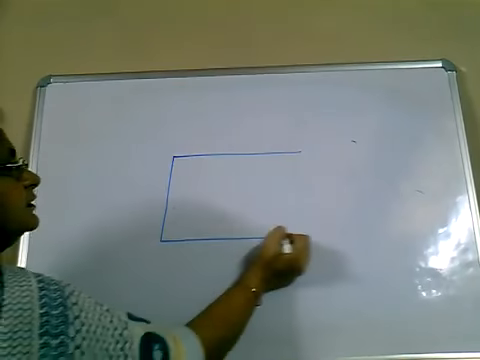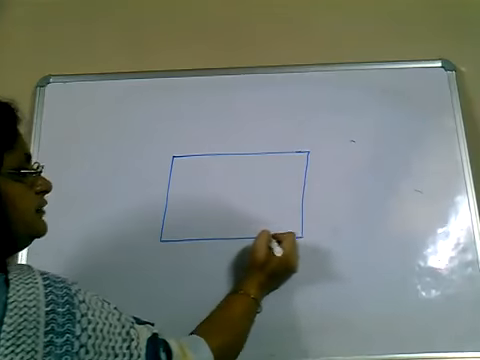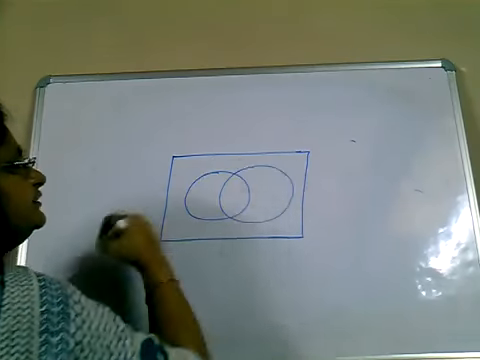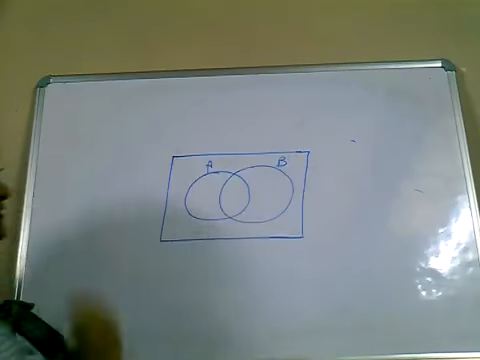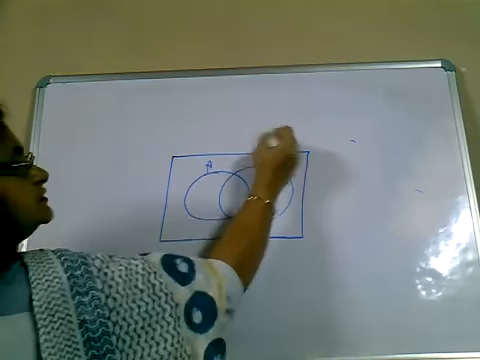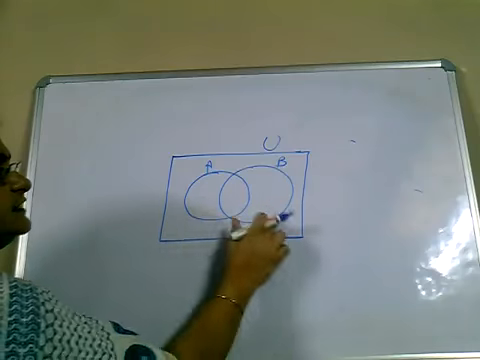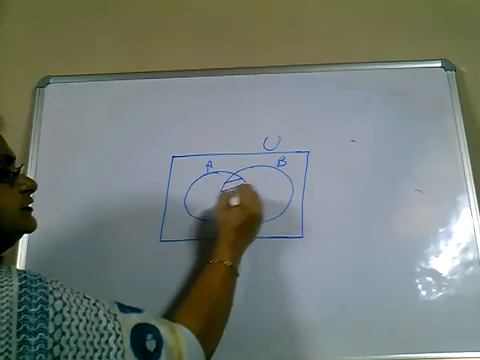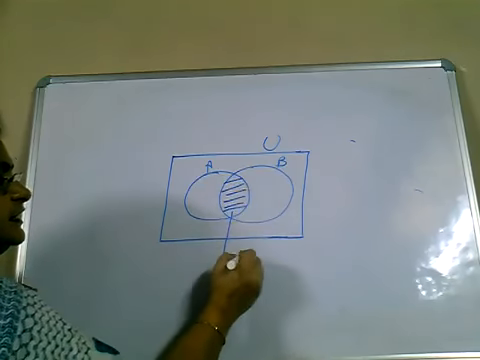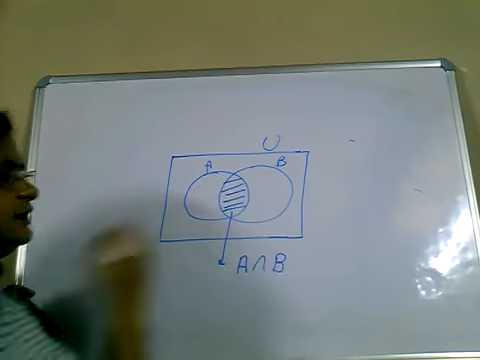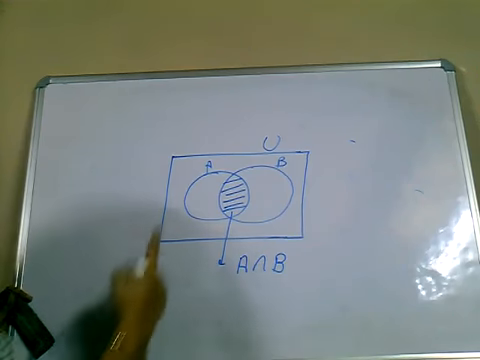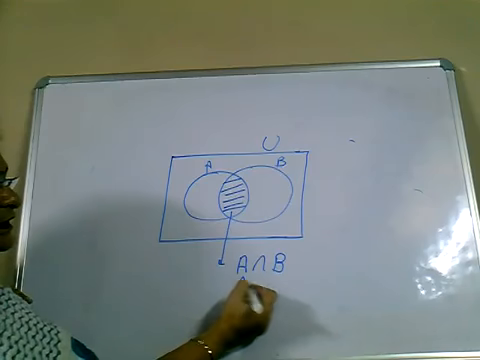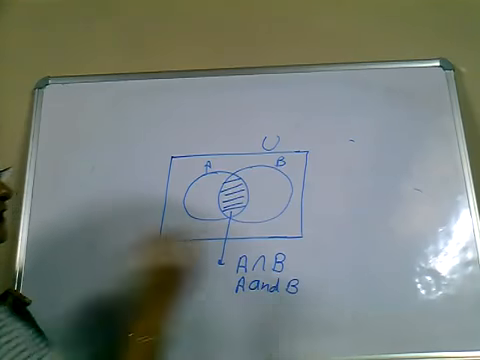Now generally, if we have two sets, then we generally represent them by this. This is the universal set, this is set A, this is set B. Now, this portion represents A intersection B. It means which is common in A and B. It means A and B.